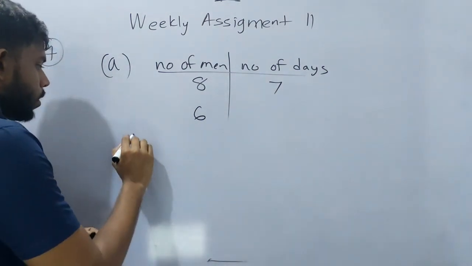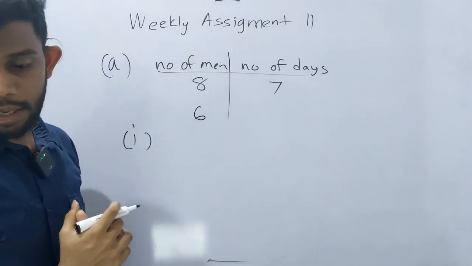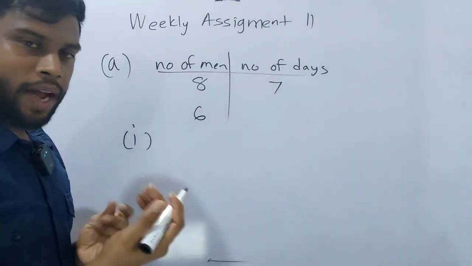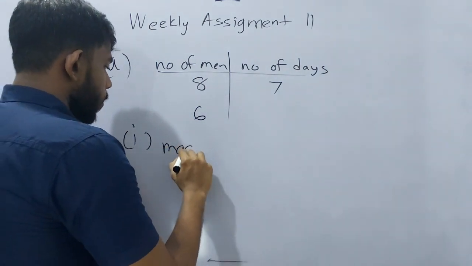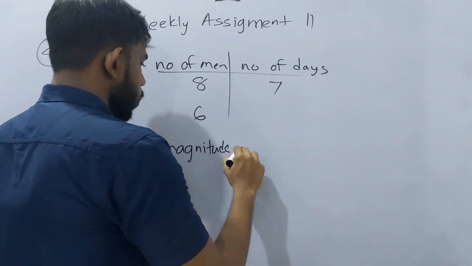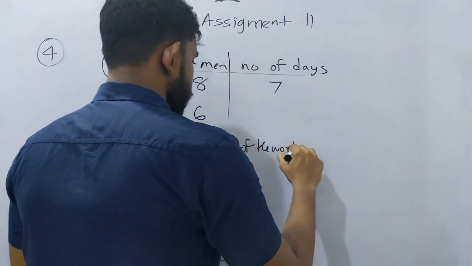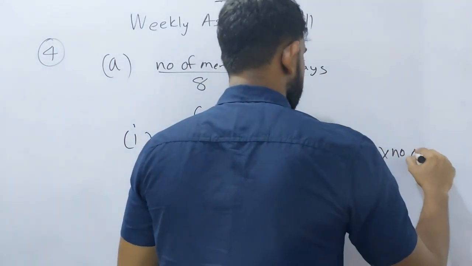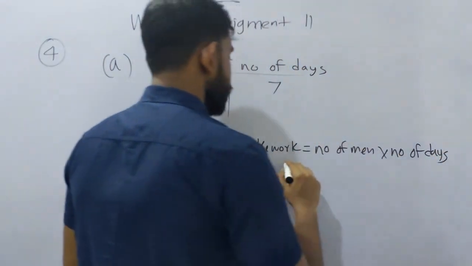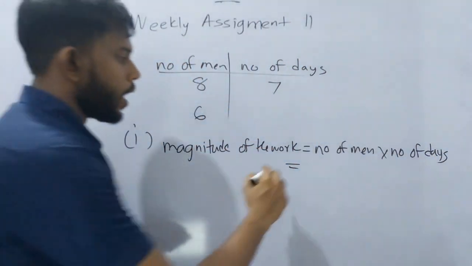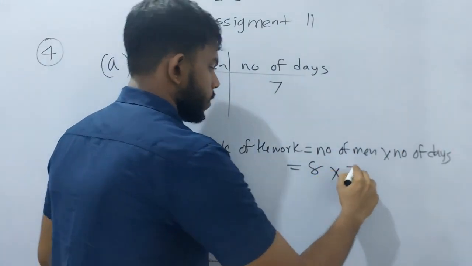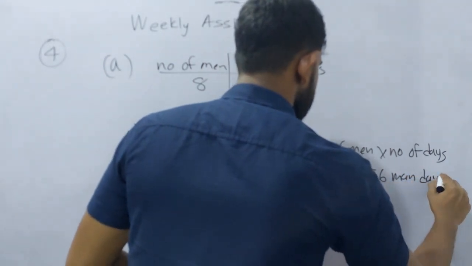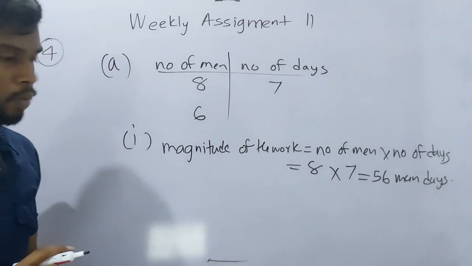So we will move to Roman number 1. It says, what is the number of man days of the task of the building wall? This is asking for the magnitude of the work. You know the formula. So magnitude of the work is given by number of men multiplied by number of days. So here number of men is 8 and number of days is 7, which gives the answer as 56 man days. So that gives the Roman number 1.